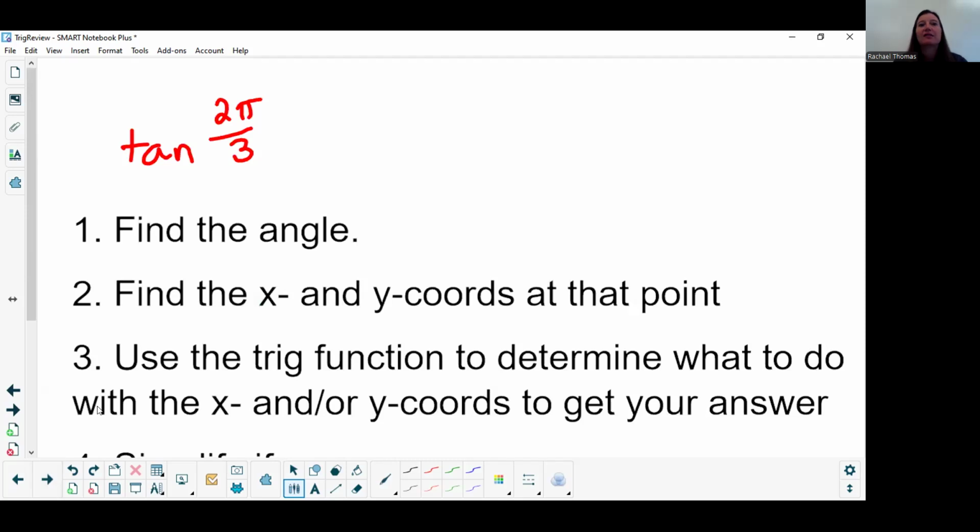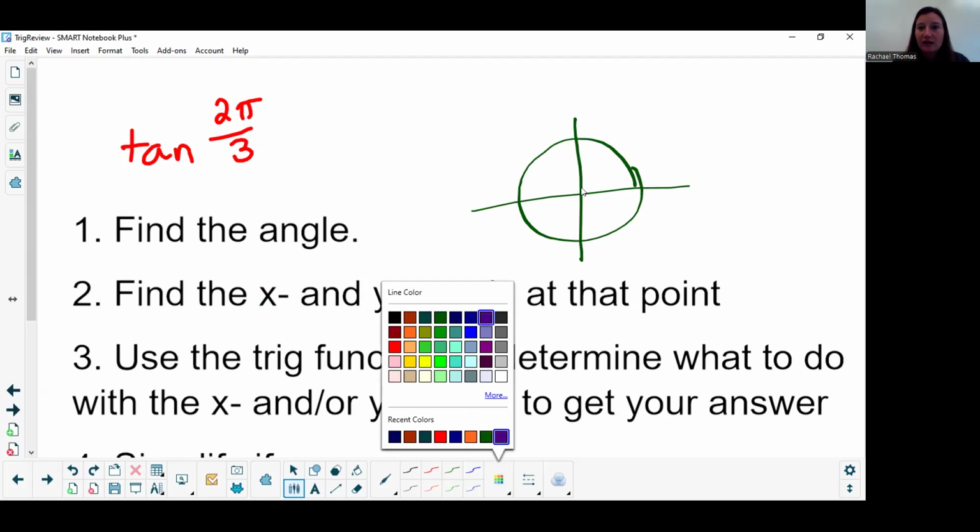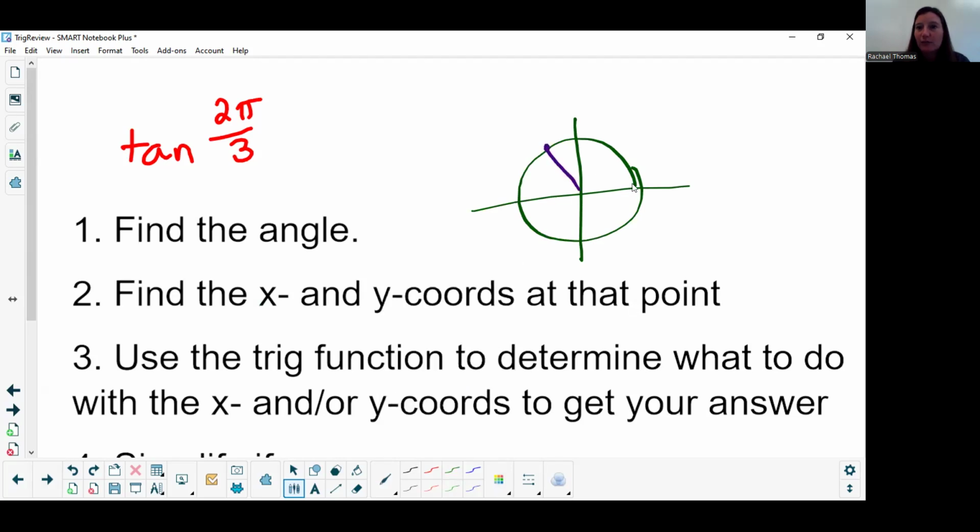There we go. Say I ask you for the tangent of 2 pi thirds. You got to find the angle. So presumably you've got this all in your noggin. 2 pi thirds, that is right here, because 1 whole pi is all the way over. So there's 2 pi thirds, I'm a good student who has memorized my values there. I found the x and y coordinates. I'll show you how to get them in a sec.